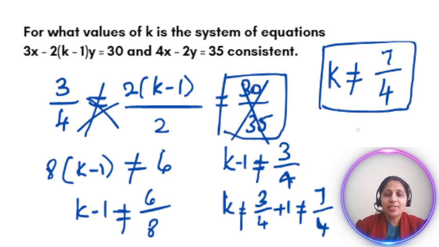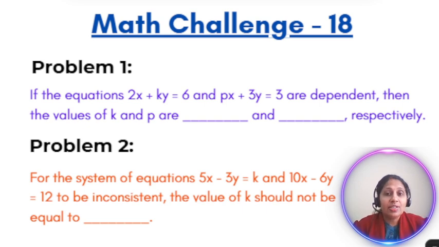Now comes the real challenge for you. Challenge number 18. Problem number 1 is, if two equations 2x plus ky equals 6 and px plus 3y equals 3 are dependent, then the values of k and p are what and what respectively. I hope you get the keyword from this question.